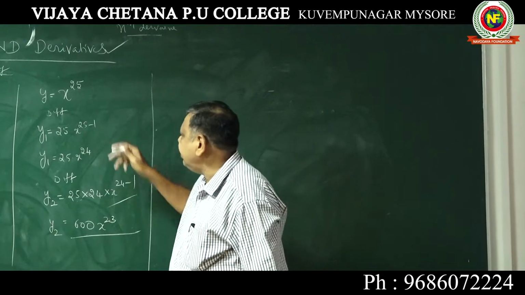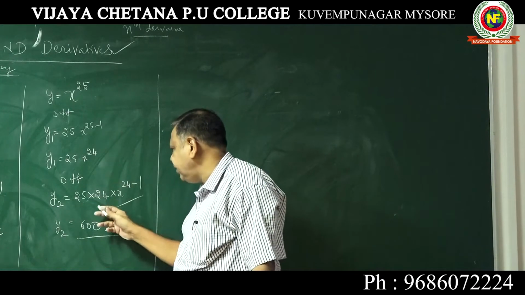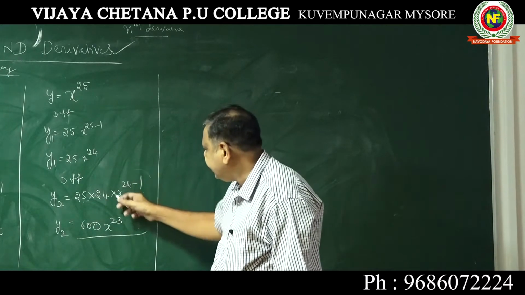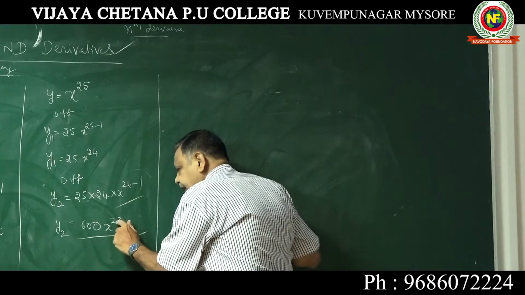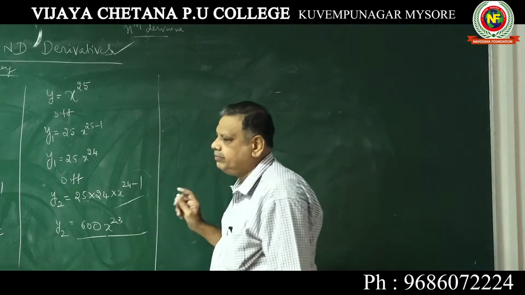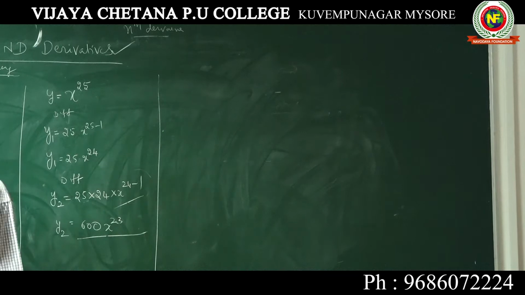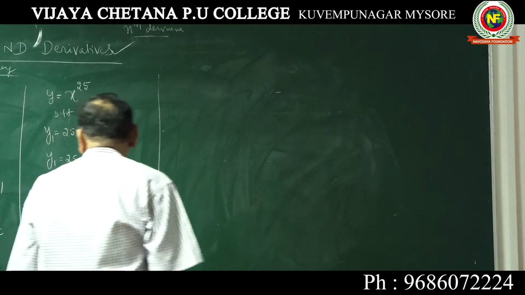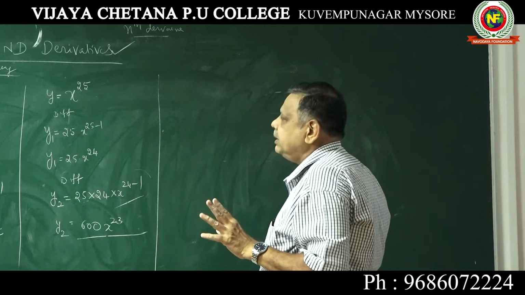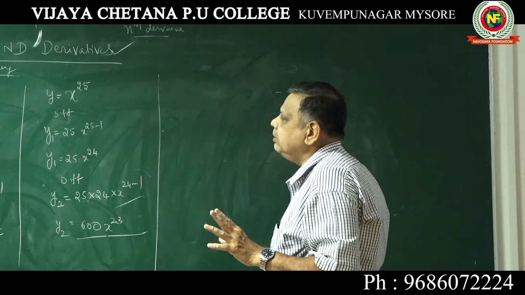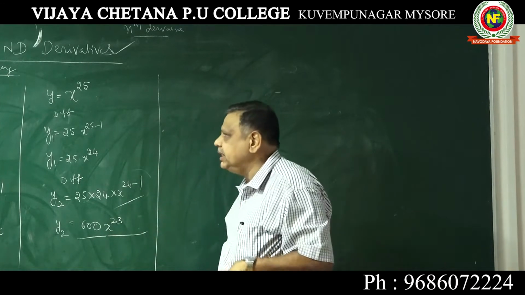25 into x to the power of 25 minus 1, y1 is 25 x to the power of 24, differentiate, 25 into 24 x to the power of 23, again nx to the power of n minus 1. Suppose the third derivative is 600 into 23 x to the power of 22. That's all. It goes on like that. But I told you, they will ask only up to the second derivative. There is a limitation. But in BSc and engineering classes, you have to study up to the nth derivative. They will tell you to derive a formula for the nth derivative.